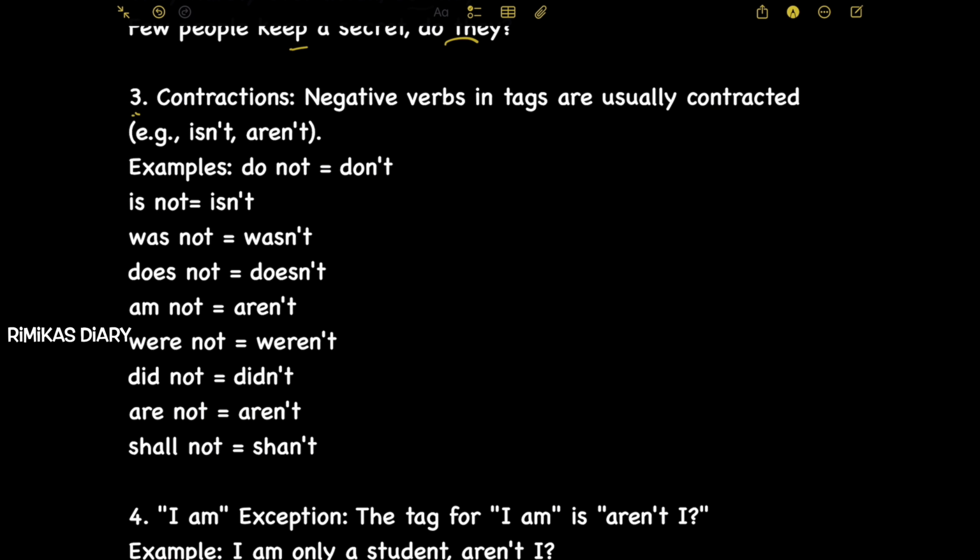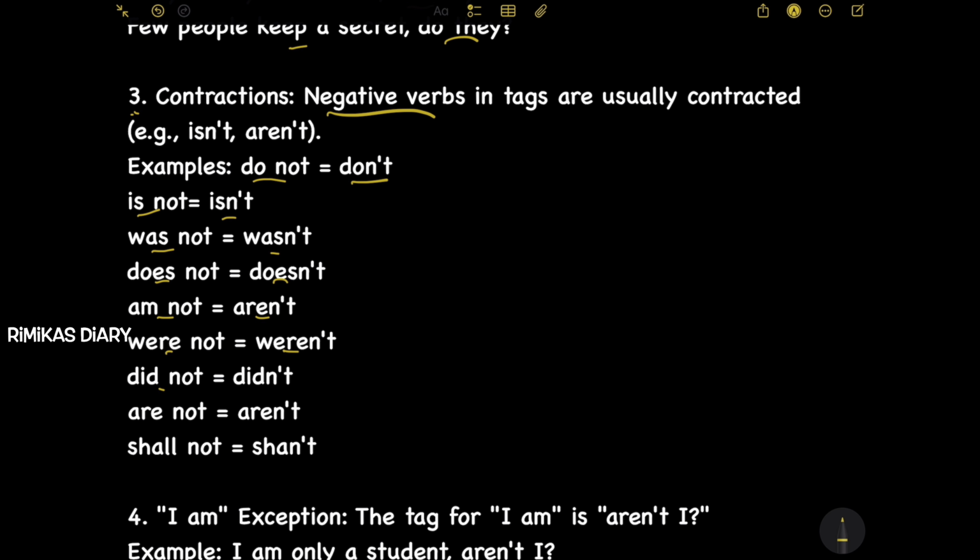Third rule: contractions. Negative verbs in tags are usually contracted. Example: isn't, aren't. Do not turns into don't. Is not, isn't. Was not, wasn't. Does not, doesn't. Am not, aren't. Were not, weren't. Did not, didn't. Are not, aren't. Shall not, shan't.